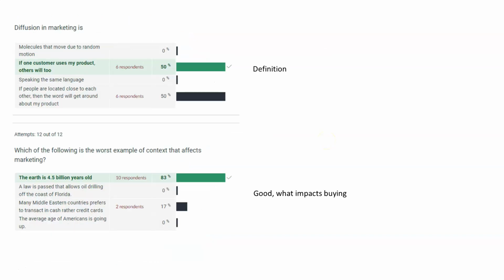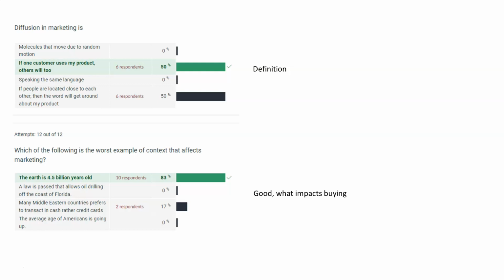Diffusion in marketing is if one customer uses my product, others will use it too. And that's what diffusion is. And this goes back into when we talked about homophily and things like that, that people can influence other people. Otherwise, it doesn't work. And that's the definition of diffusion. Also, this has to do with the BAS model. And that was also straight out of the lecture.